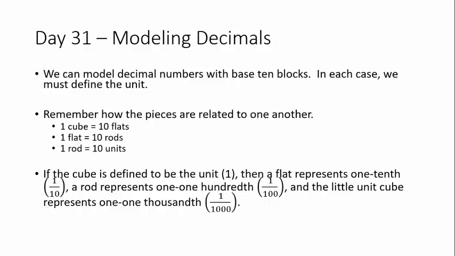We're going to be using the word unit in different ways here. In the base 10 kit, you know what the unit is, but also whenever we talk about building a number with the base 10 blocks, we'll have to determine which of our blocks is our unit in our number. In this example, if the cube is defined to be the unit, or representing 1, then a flat represents 1/10. The rod represents 1/100th. And the little unit cube in the kit represents 1/1000th.